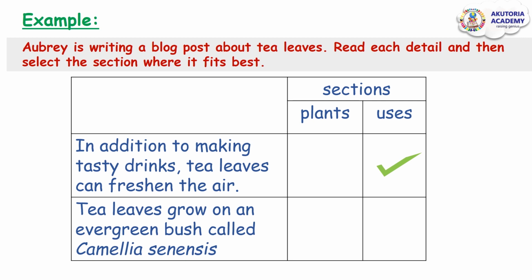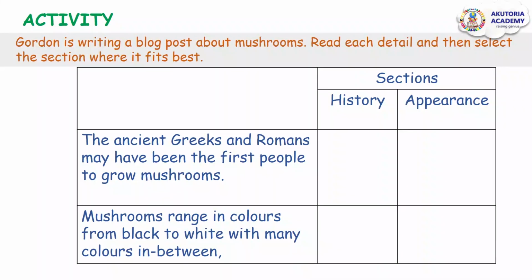Now, this is another one. Tea leaves grow on an evergreen bush called Camellia sinensis. Of course, it falls into plants. Now, this is an activity for us to try.